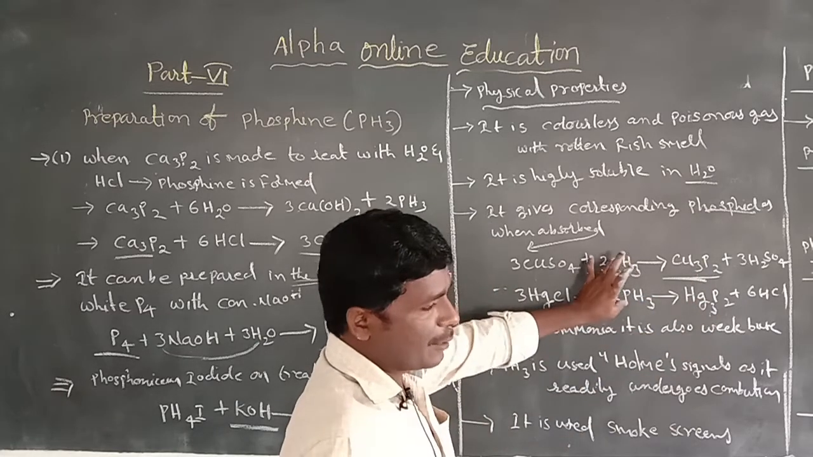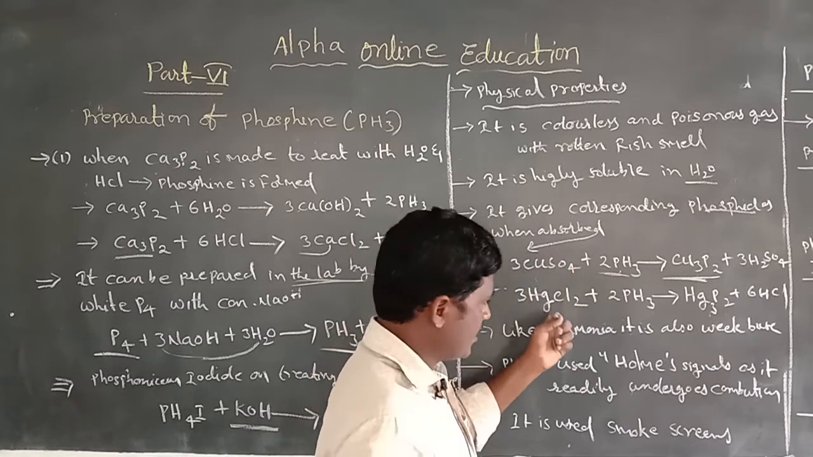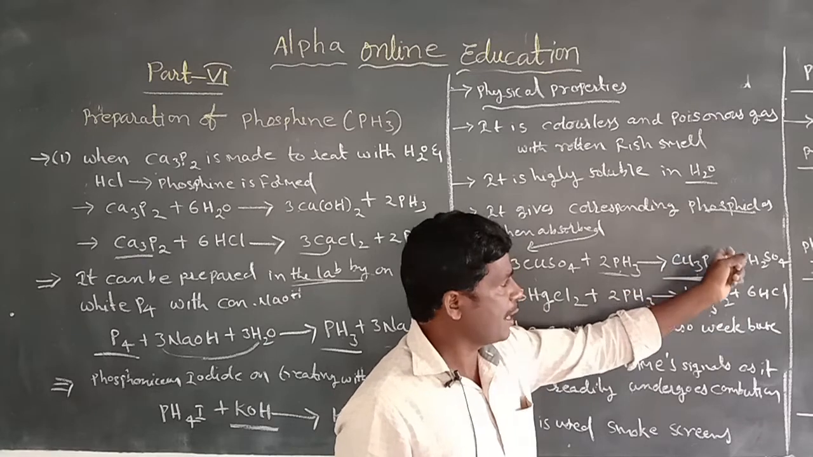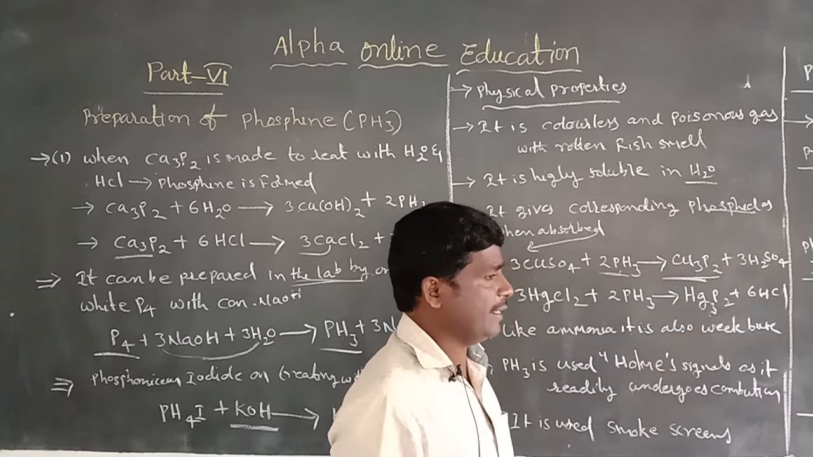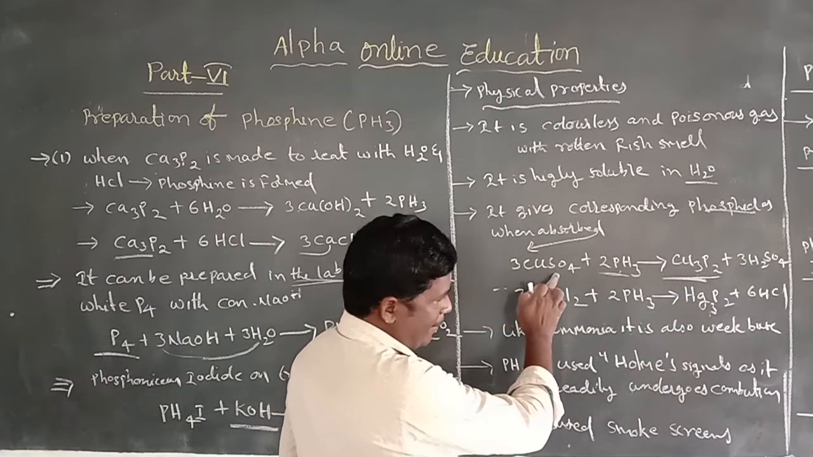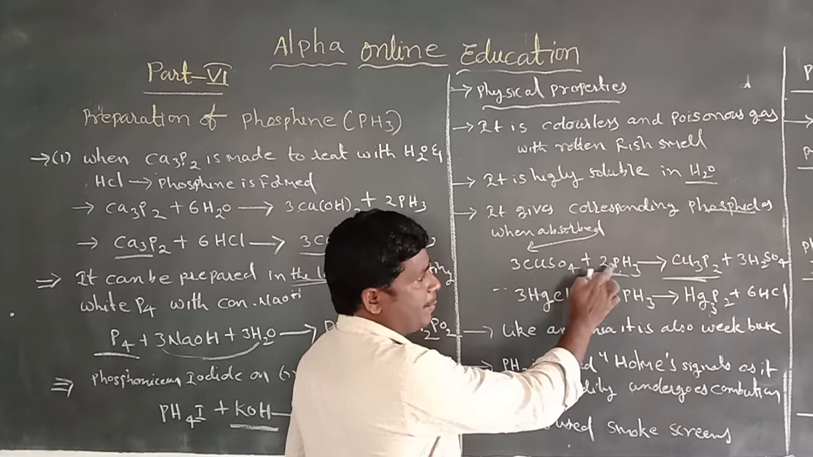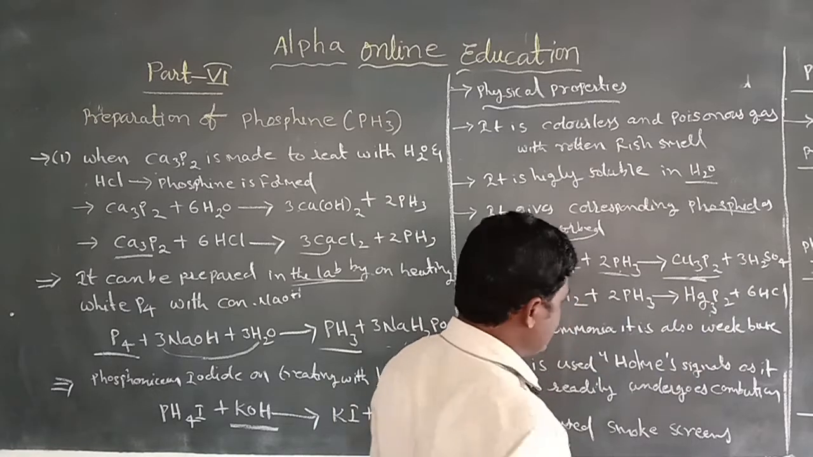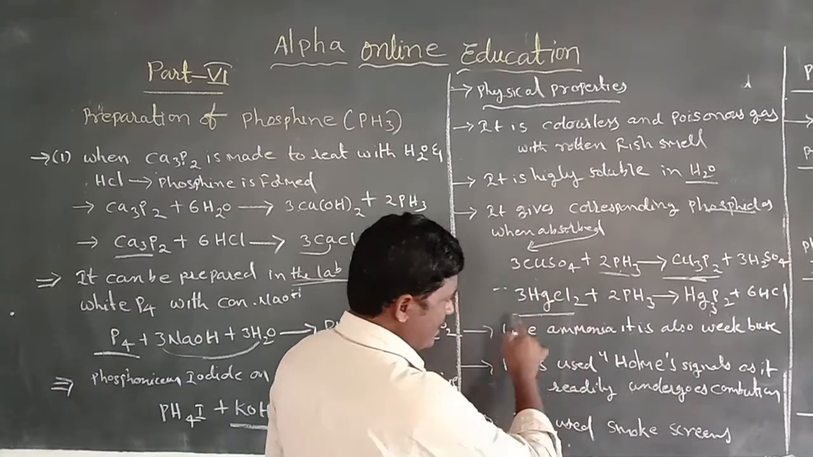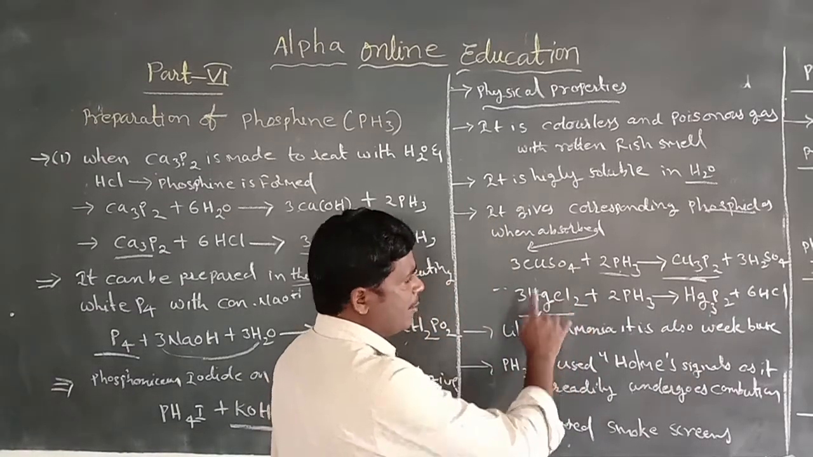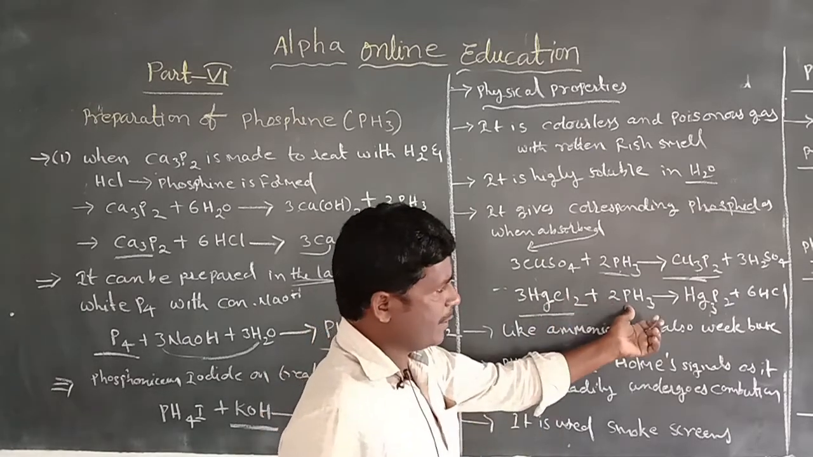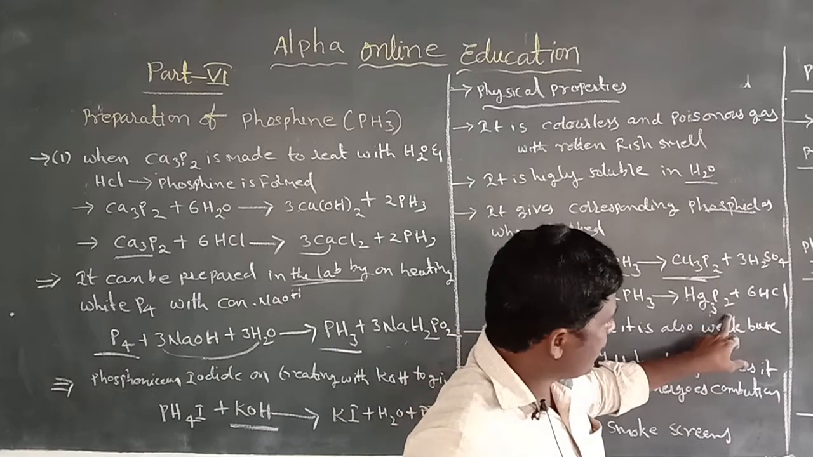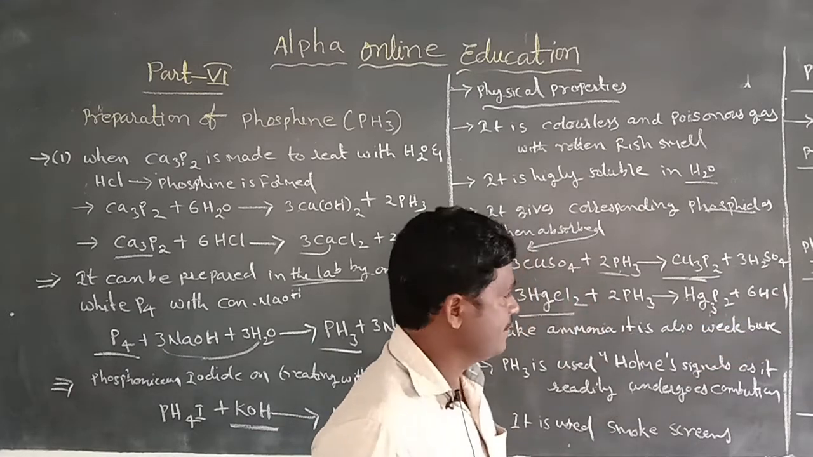Phosphine absorbed with copper sulfate and mercuric chloride forms the corresponding phosphides, copper phosphide and mercury phosphide. Here, copper sulfate absorbed with phosphine forms copper phosphide and sulfuric acid. Second one is mercuric chloride, HgCl2. Mercuric chloride absorbed with phosphine forms mercury phosphide and hydrochloric acid.